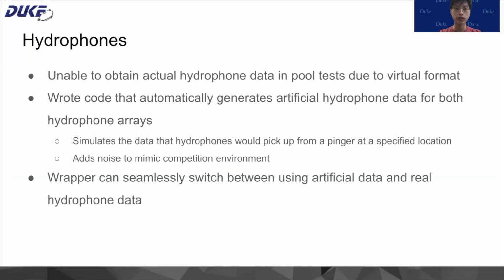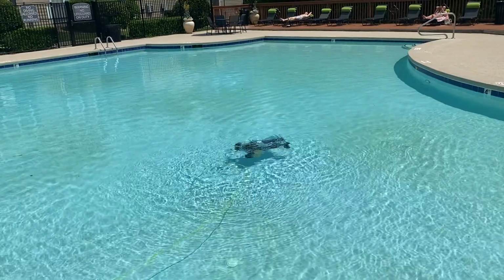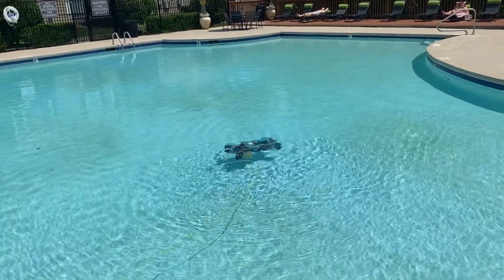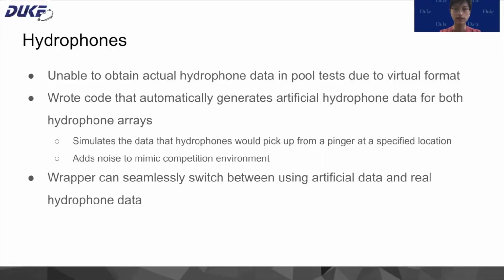Due to COVID, we were unable to obtain actual hydrophone data in pool tests. To overcome this problem, we wrote code that automatically generates artificial hydrophone data for both hydrophone arrays. The code simulates the data that the hydrophones would pick up from a pinger at a specified location, and it adds noise to mimic the competition environment. In addition, we also wrote a wrapper that can seamlessly switch between using artificial data and using real hydrophone data.